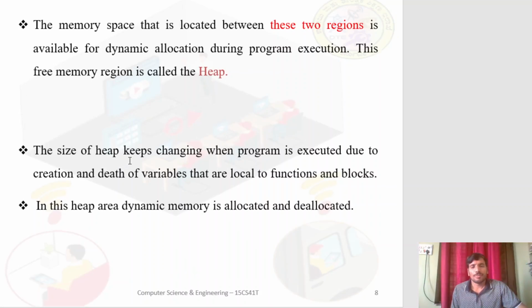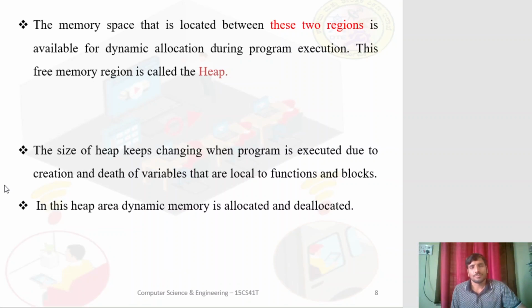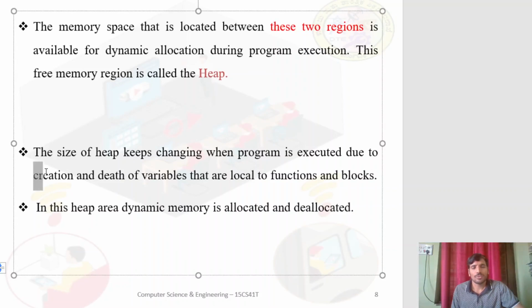So the size of heap keeps changing when the program is executed due to creation and death of variables that are local to functions and blocks. So ಇದು ಫಿಕ್ಸ್ಡ್ ಇರೋದಿಲ್ಲ, ಹೀಪ್ ಮೆಮೊರಿ ಫಿಕ್ಸ್ಡ್ ಇರೋದಿಲ್ಲ, ಇದು ಚೇಂಜ್ ಆಗ್ತಾ ಹೋಗುತ್ತೆ. ಯಾವ ಯೂಸರ್ ಯಾವ್ಯಾವ ವೇರಿಯೇಬಲ್ಸ್ಗೆ ಮೆಮೊರಿನ ಅಲೋಕೇಟ್ ಮಾಡ್ತೀವಿ, ಯಾವ ಫಂಕ್ಷನ್ಗೆ ಮೆಮೊರಿನ ಅಲೋಕೇಟ್ ಮಾಡ್ತೀವಿ, ಡಿಪೆಂಡ್ಸ್ ಆನ್ ದಟ್ the heap size either will grow or it will shrink. ಇನ್ಕ್ರೀಸ್ ಆಗ್ಬೋದು, decrease ಆಗ್ಬೋದು. It depends on the creation and death of the variables which are local to those functions and blocks.